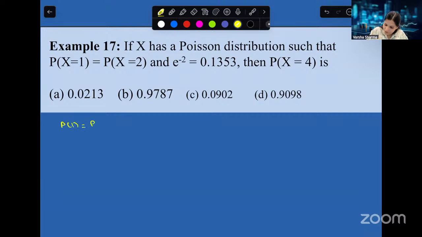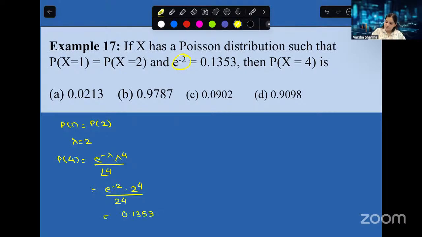P of 1 equals P of 2. It's an MCQ, just by looking we can tell that lambda will be 2. Now we have to find P of 4. e power minus lambda, lambda power 4 factorial 4, e power minus 2, 2 power 4 factorial 4, e power minus 2, 16 by 24. That is 0.0213. Option A.